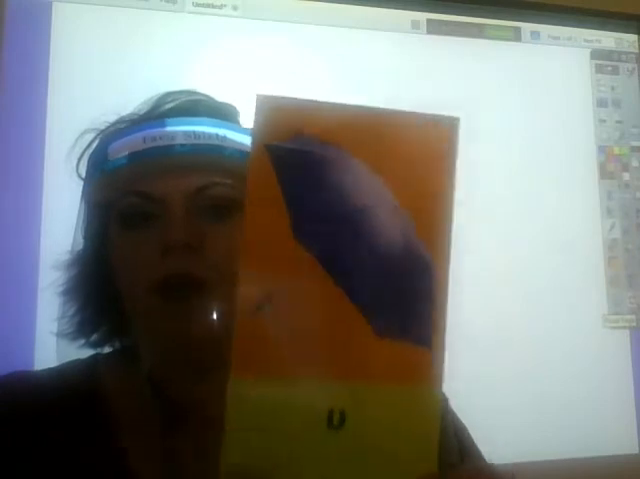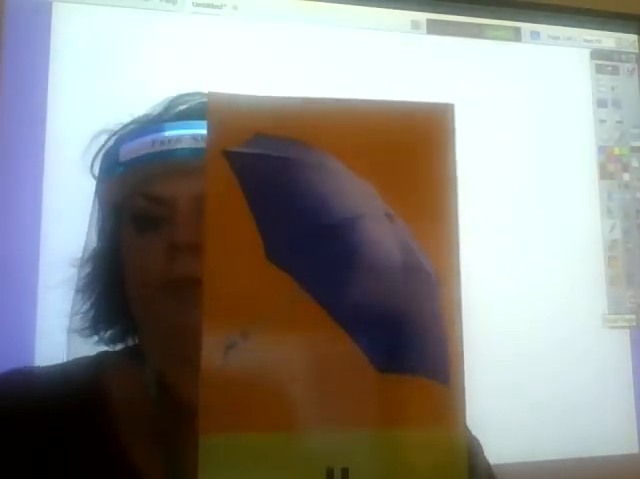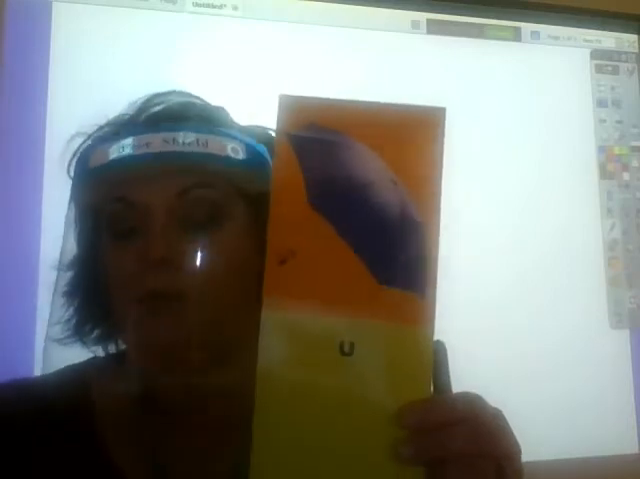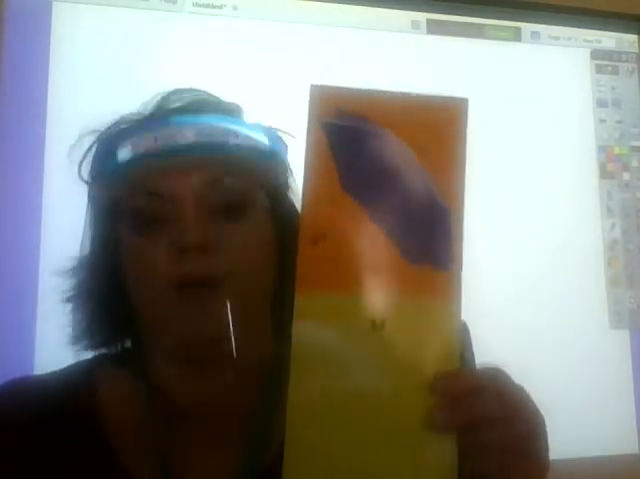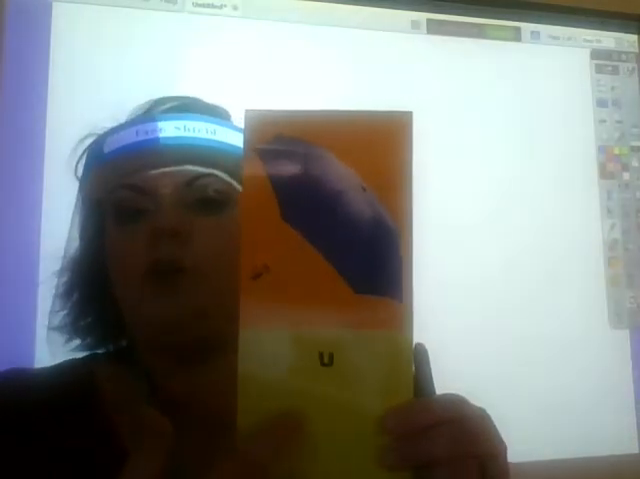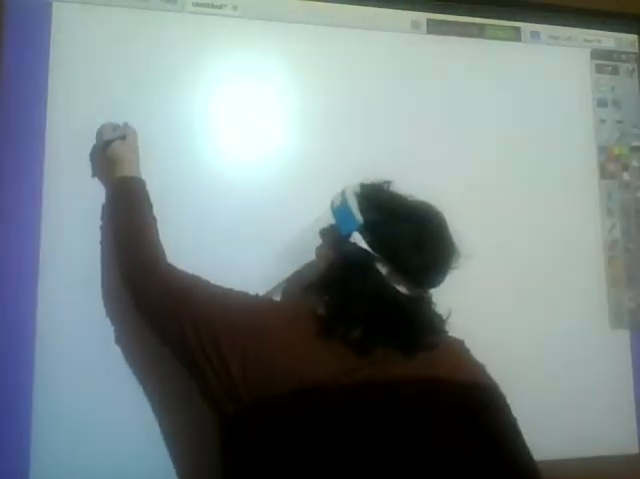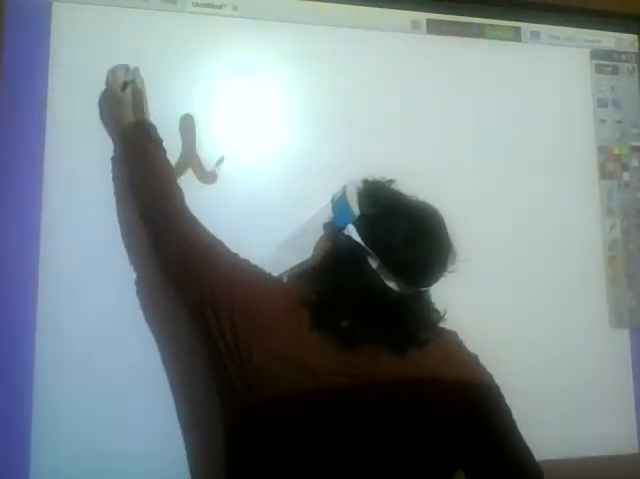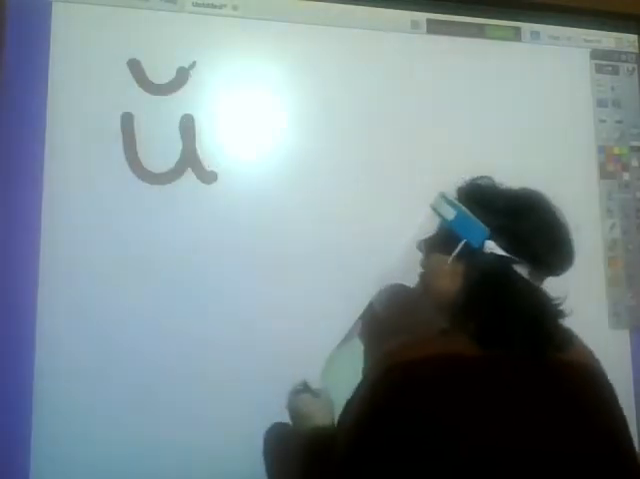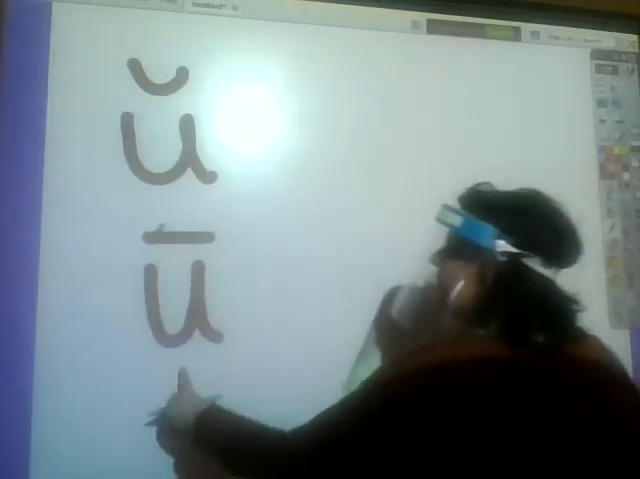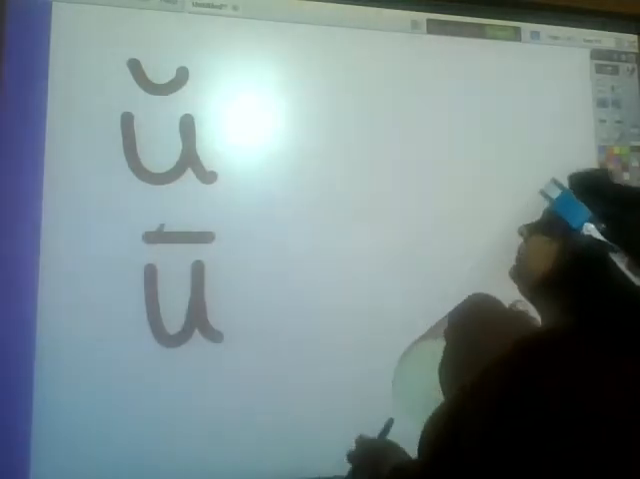In this spelling card, you can see the picture of an umbrella. So let's think about the letter U. It makes that uh sound, right? That's our short U sound. If it was a long U sound, it would say ooh or you, right? So let's talk about that. Our short U sound looks like that. Our long U sound, where the vowel says its name, has this little line over it.